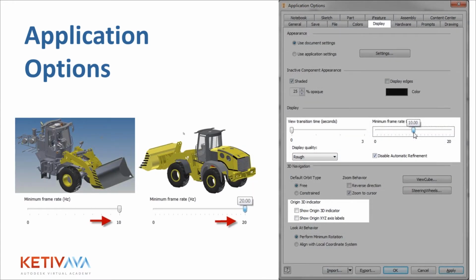Okay, so moving on to taking a look at the display options, I'm going to go to this one and show you what some of the changes are. So view transition time: every time you change a view using some of the zoom tools or the view cube, it takes 2 seconds to transition over to that view. You're going to want to change that maybe closer to 0, so it's more immediate. And then the other setting you see there, minimum frame rate.